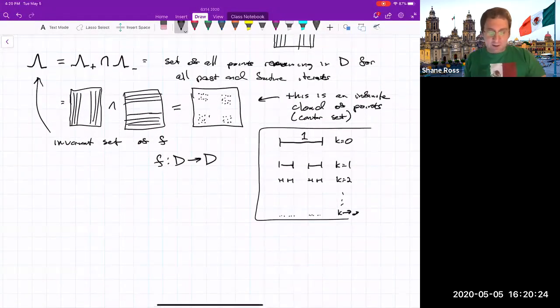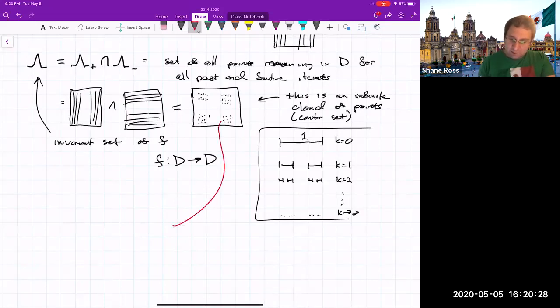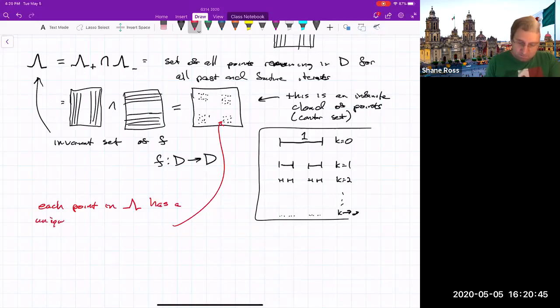And then you might be wondering, all right, big deal. Okay, here's a big deal. To each of these points, we can give an address, an infinite address. Each point in this invariant set has a unique address.